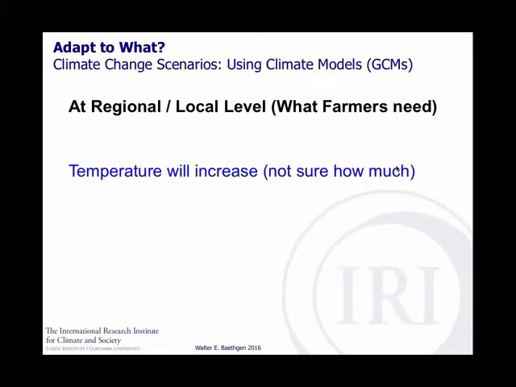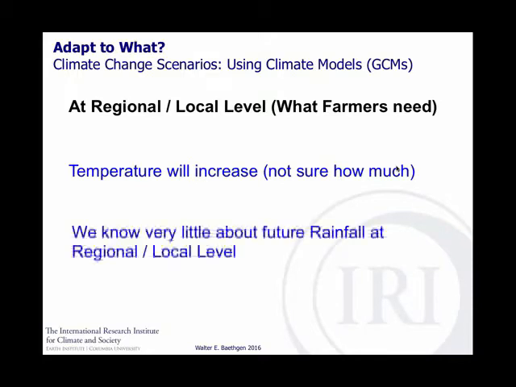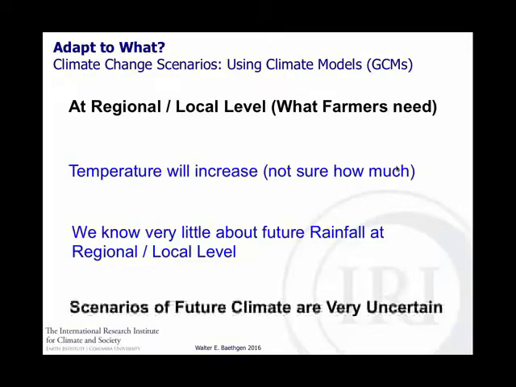We are not sure how much. We are not sure how variable that temperature will be. We know that it will probably be more variable than today. And we know very little about future rainfall. We know very little at regional and at local level. That's the truth. We don't know what will happen with rainfall at the local level. And therefore, the scenarios of future climate with the best available tools are very uncertain.